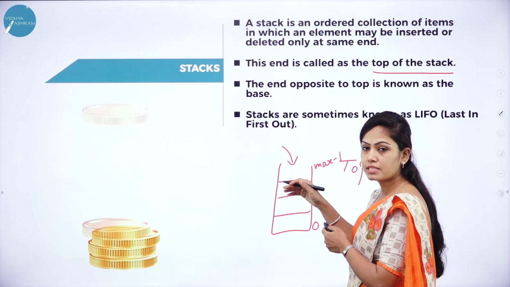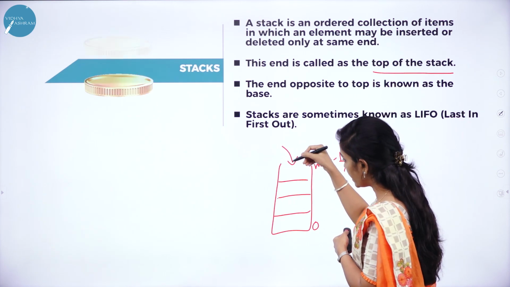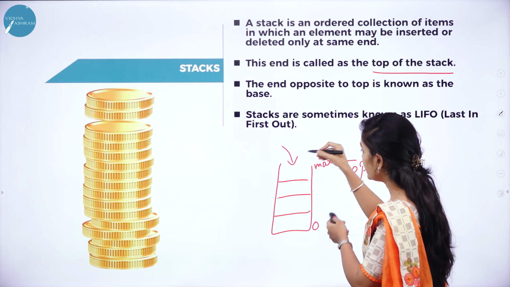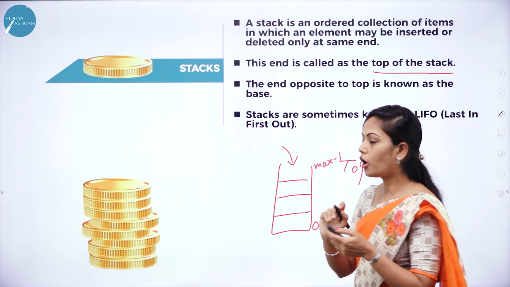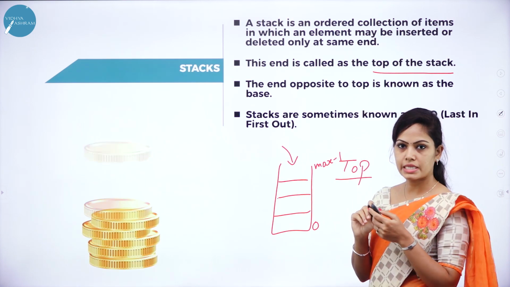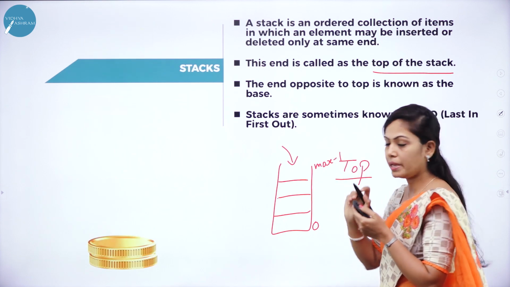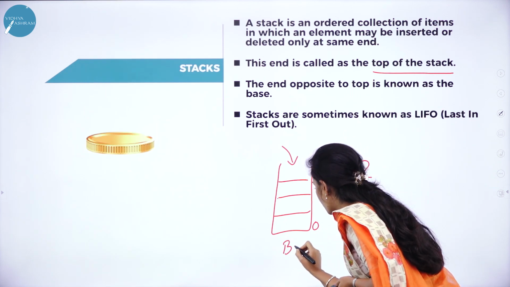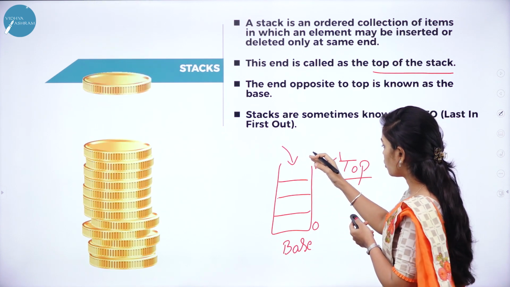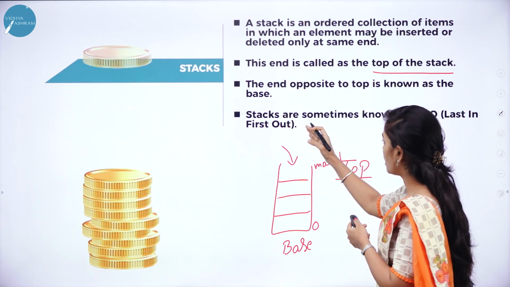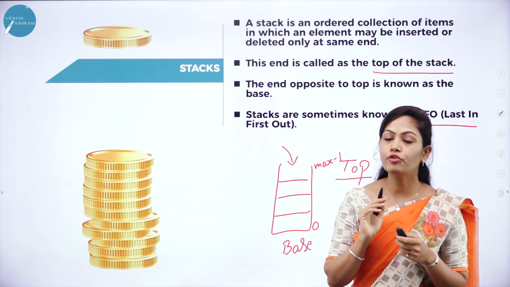So stack is a linear data structure where addition of new items and deletion of an existing element take place only at the same end, called top of the stack. And the end opposite to top is known as base. So this is called stacks. Stacks are sometimes known as LIFO. Stack is a LIFO mechanism.